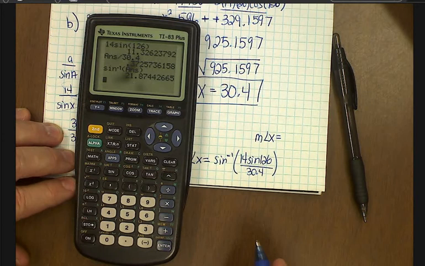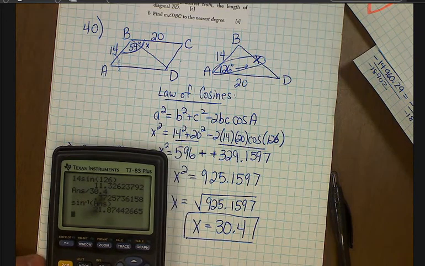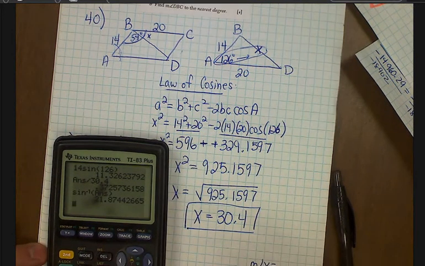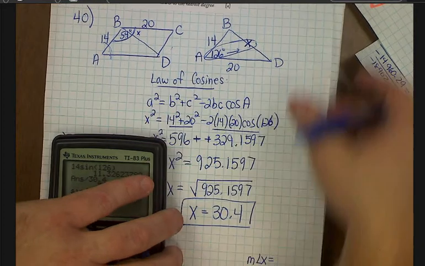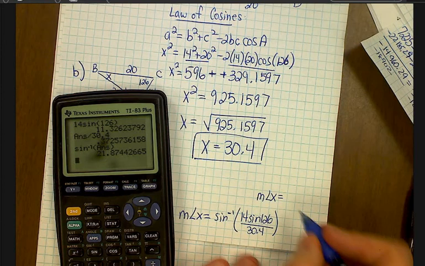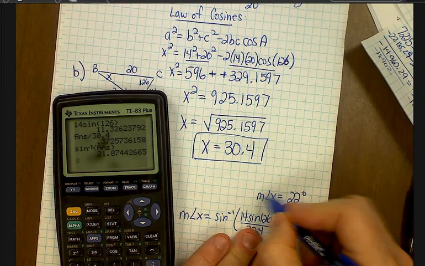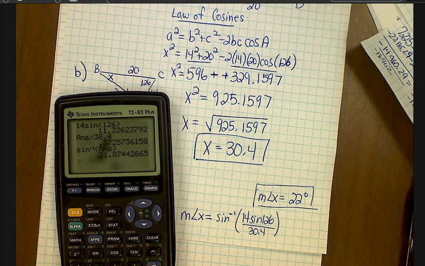And the question wanted the angle to the nearest degree. So if I want the angle to the nearest degree, I get an angle of, I'll move this up a little bit and finish the question. 21.8 becomes 22 degrees. And that finishes the homework assignment.